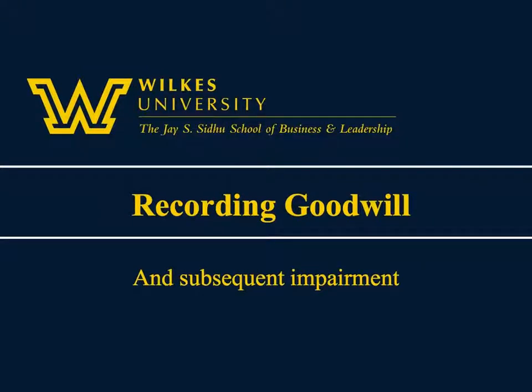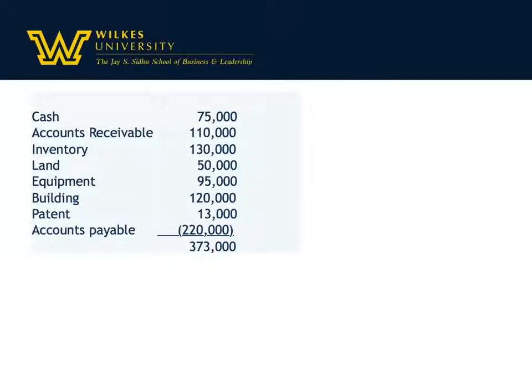Here is an example on recording goodwill and what happens if there's a subsequent impairment. Now remember, you can only purchase goodwill. Any goodwill you generate internally cannot be recorded on your statement of financial position. So let's assume that a company is buying another company.